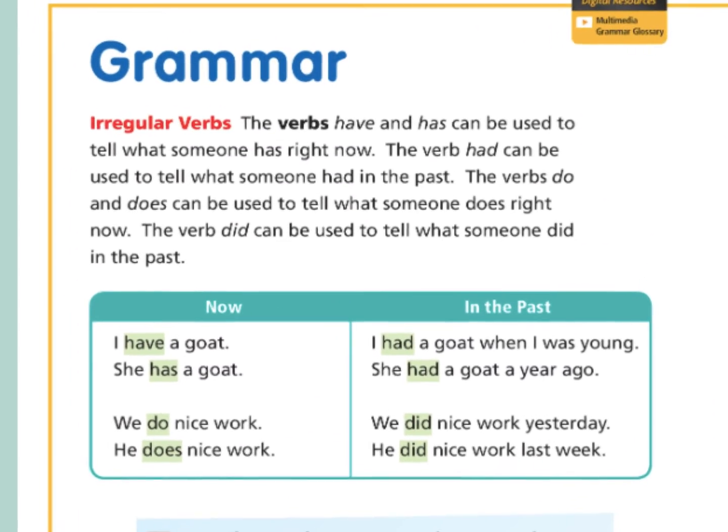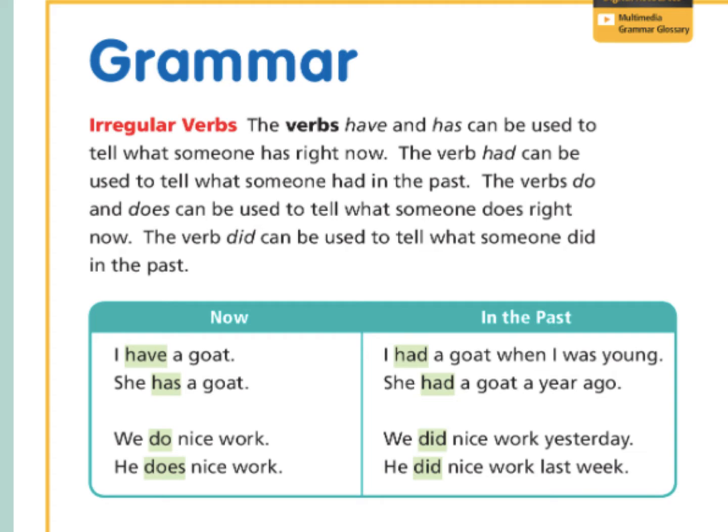Now we are going to read about irregular verbs. So this word, irregular, something is irregular, it's not regular, it's different. So irregular verbs are verbs that don't really follow the normal pattern. We have to learn how to use these types of verbs. So let's read together. Again, this is page 306.